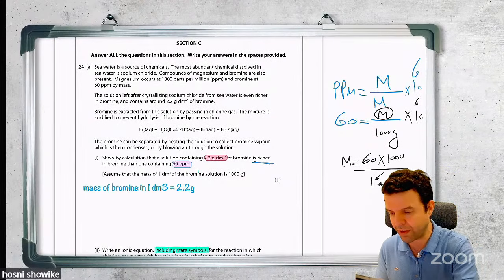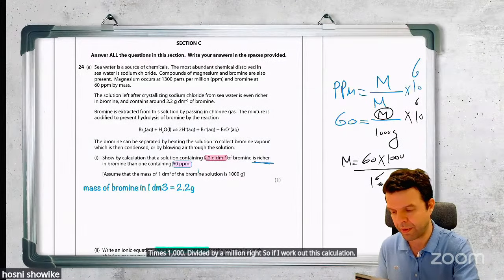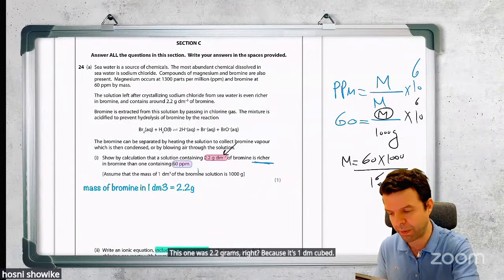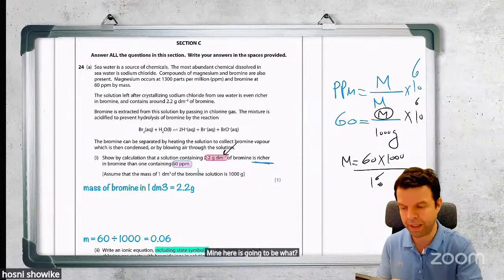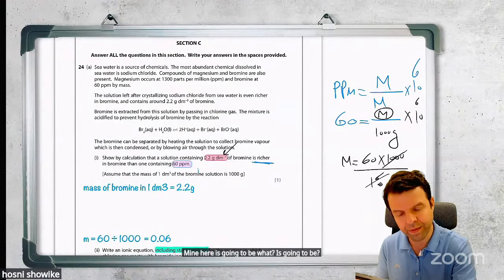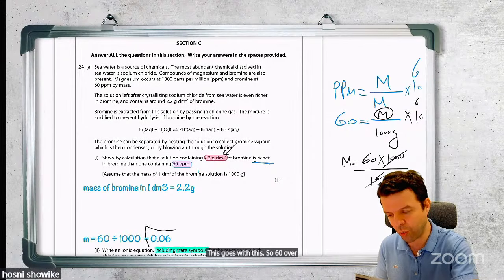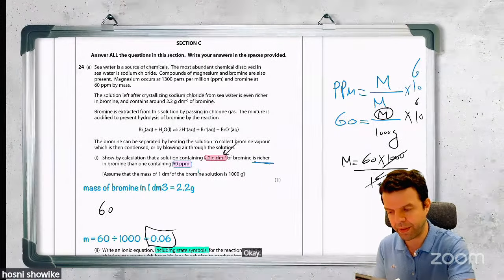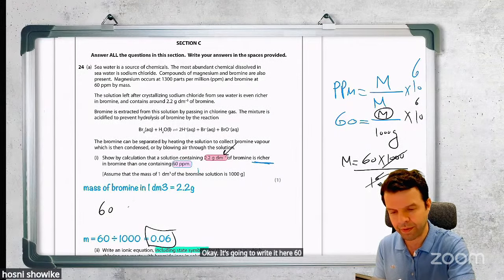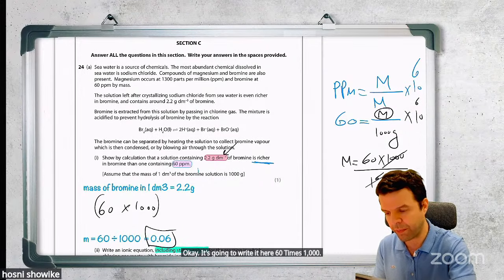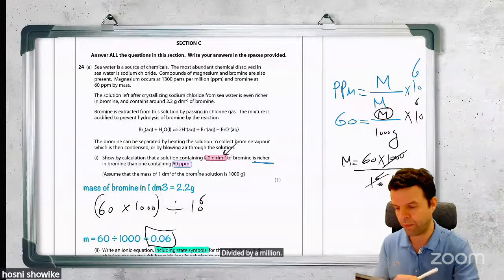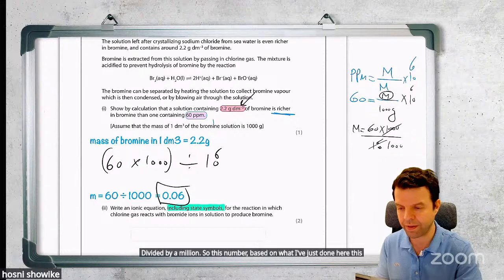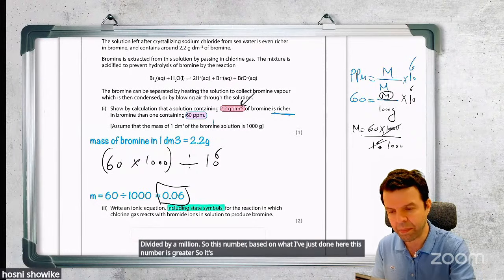So if I work out this calculation, this one was 2.2 grams, right? Because it's 1 dm cubed. Mine here is going to be what? Mine is going to be, this goes with this. So 60 over 1,000, that's 0.06. It's going to write it here, 60 times 1,000 divided by a million. So this number, based on what I've just done here, is lower than the mass I have here.